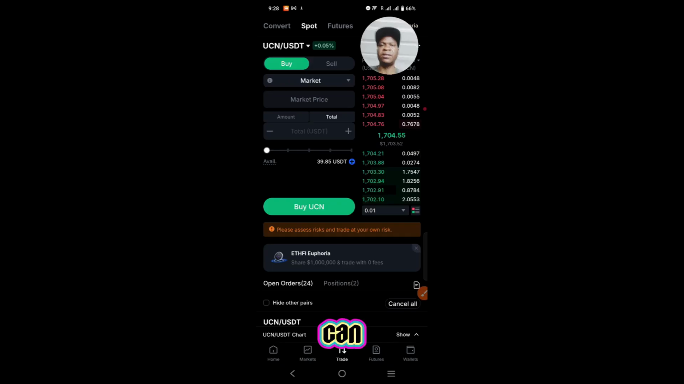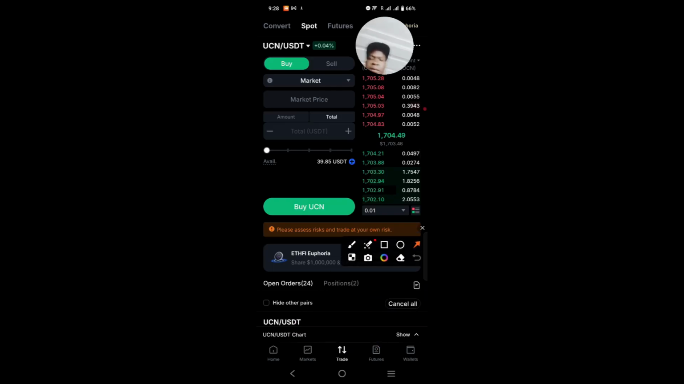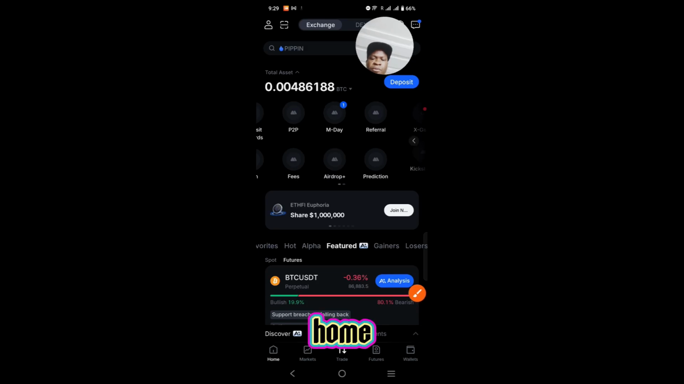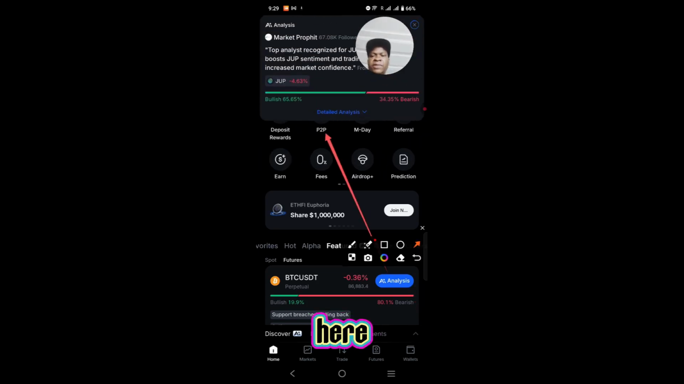From here, this is MEXC. If you want to have it in your local currency, all you need to do is click on Home at the bottom right. Click on Home, right? Once you click on Home, tap on P2P. As you can see, there is P2P here. You tap on it.